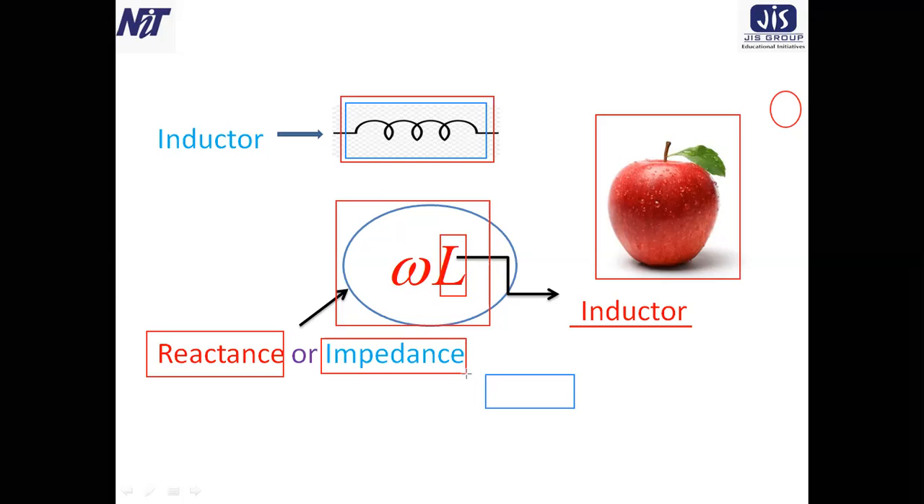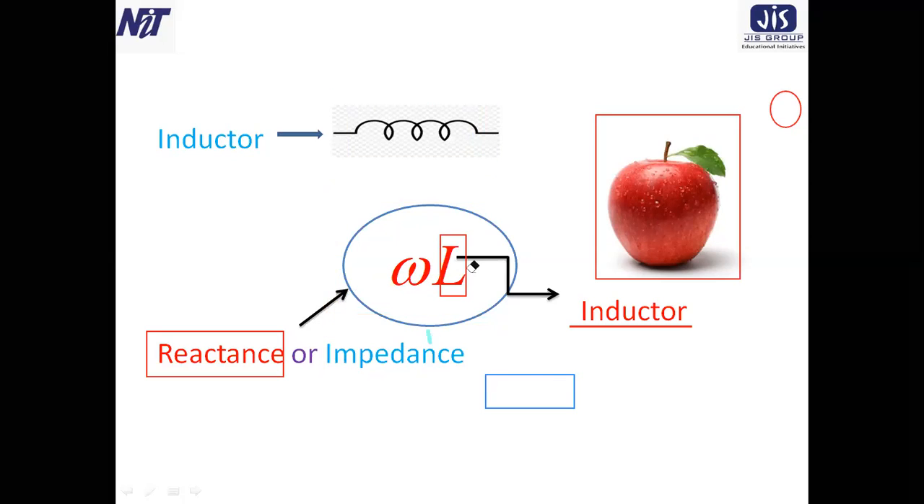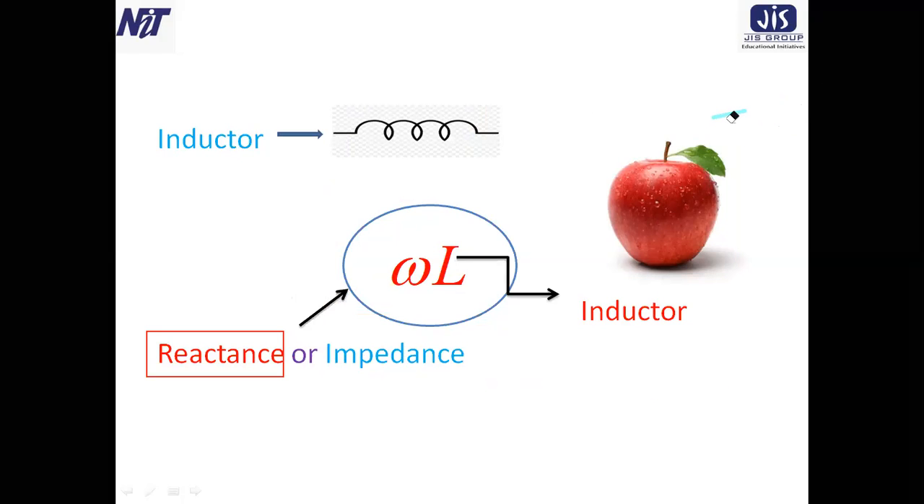I think it is clear now. The name of this symbol is the inductor, and we can measure this inductor with the help of reactance. When it is an inductor, the measure is omega L, and the name of this omega L is the reactance, the inductive reactance, because the inductor is here. I think it is clear to all of you now. Now go to the next slide.